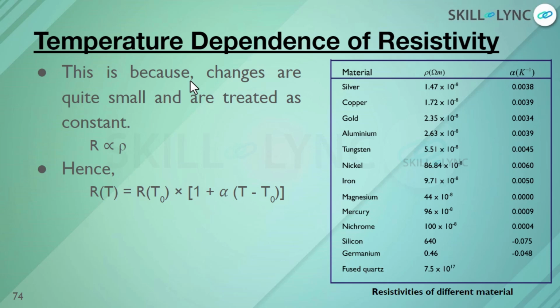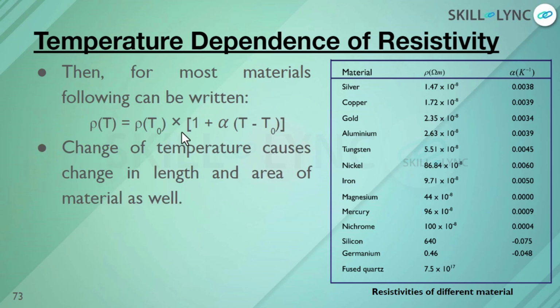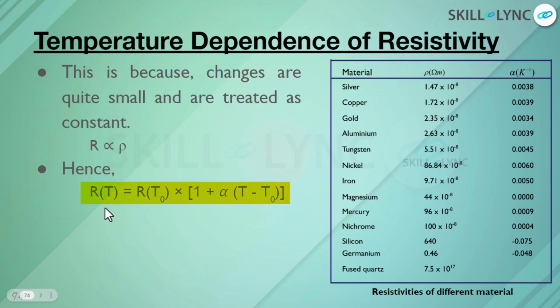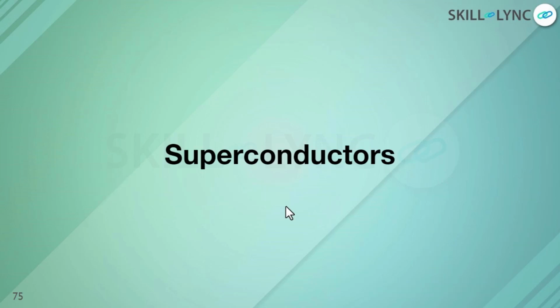So coming back to our slides, we can consider these changes as quite small and treat them as constant. Therefore, resistance would become directly proportional to rho. Hence, this equation can also be written as R T is equal to R T naught into 1 plus alpha (T minus T naught). The next topic that we are going to cover is superconductors.